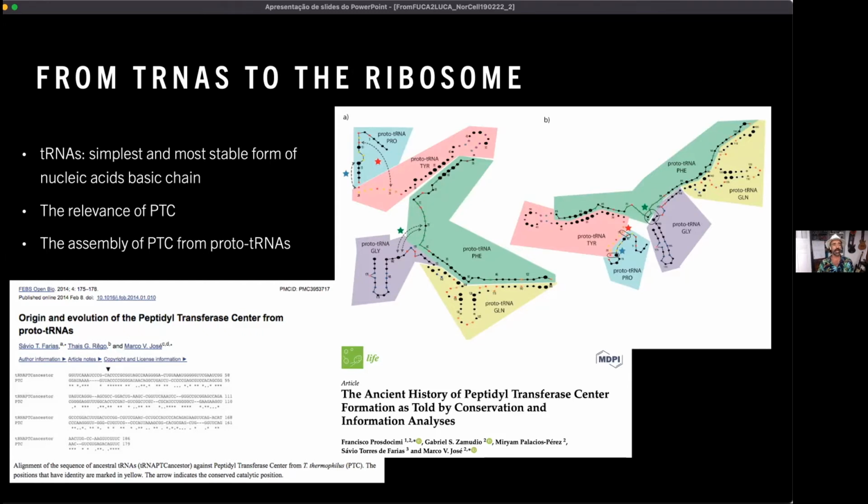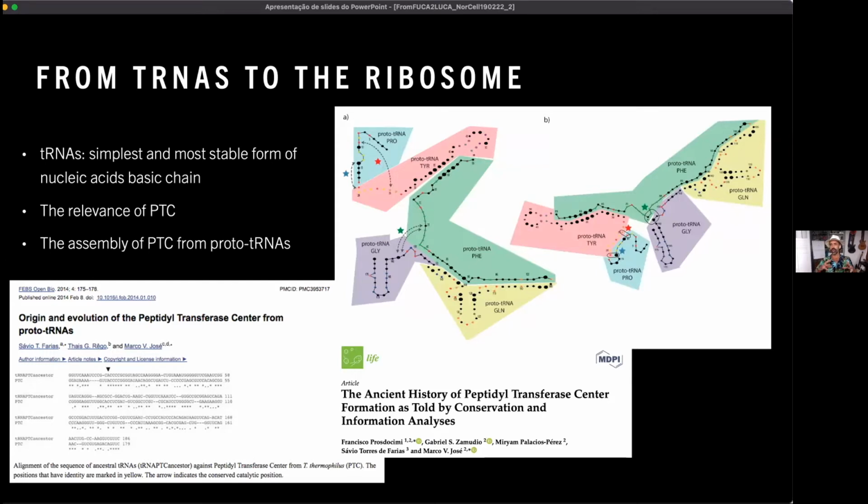Therefore, we have this hypothesis, which is very well built at this moment, in which the concatemer of proto-tRNAs got together. Here in this colored picture, you can see a proto-tRNA of proline get together with a proto-tRNA of tyrosine, a proto-tRNA of phenylalanine, a proto-tRNA of glutamine, and a proto-tRNA of glycine. And they made up something very similar to the PTC, that's the catalytic center of the ribosome.